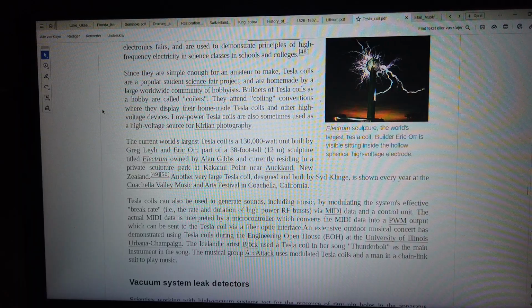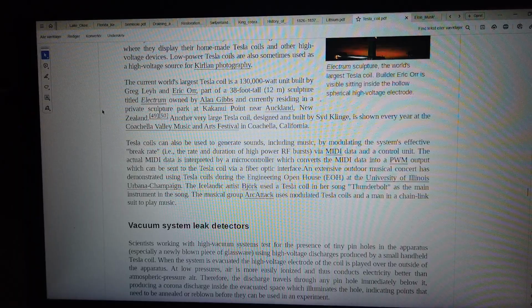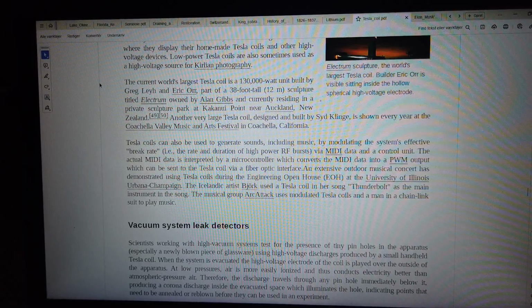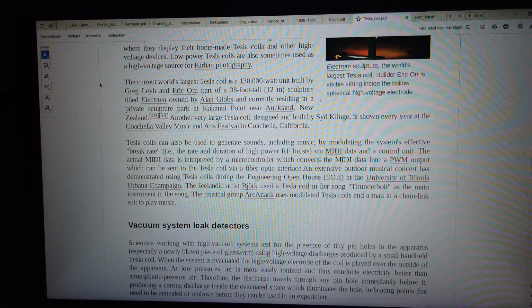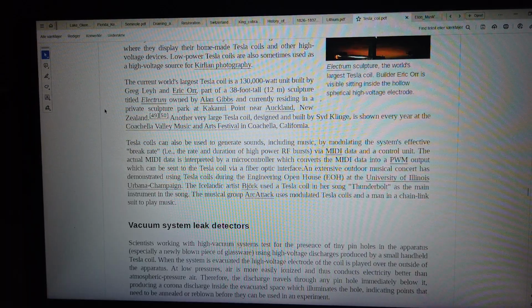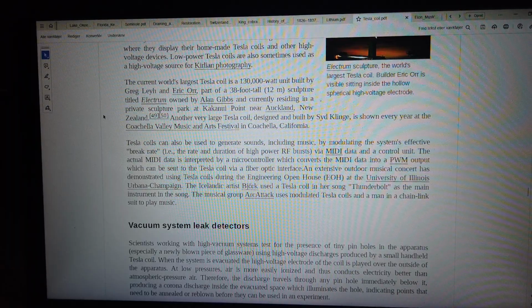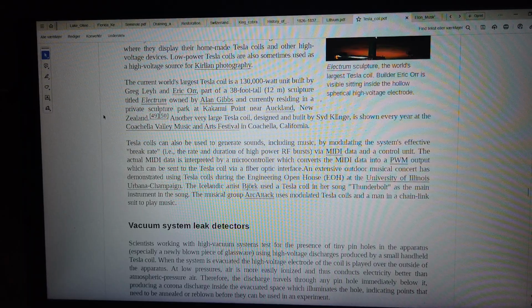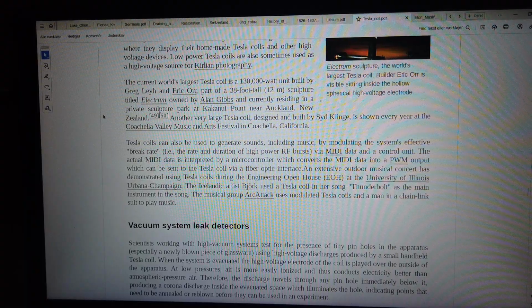The current world's largest Tesla coil is a 130,000 watt unit built by Greg Leyh and Eric Orr, part of a 38-foot-tall, 12 m sculpture titled Electrum, owned by Alan Gibbs and currently residing in a private sculpture park at Kawau Point near Auckland, New Zealand. Another very large Tesla coil, designed and built by Sid Klinge, is shown every year at the Coachella Valley Music and Arts Festival in Coachella, California.